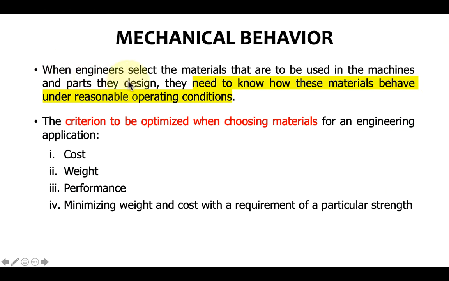When engineers select the materials that are to be used in the machines and parts they design, they need to know how these materials behave under reasonable operating conditions. The criterion to be optimized when choosing materials for an engineering application might be cost, weight, performance, or some index, such as minimizing weight and cost with a requirement of a particular strength.